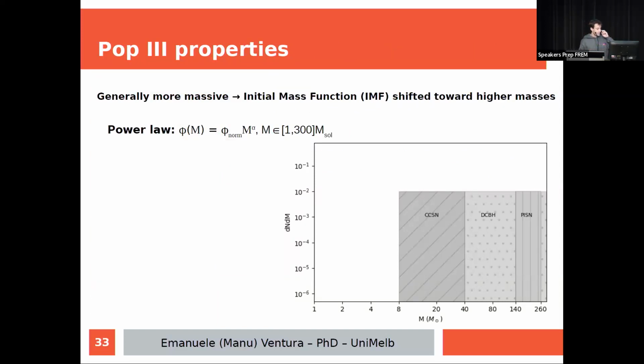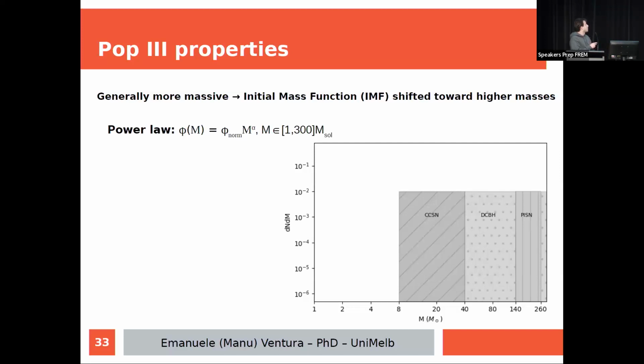The first thing that I said: POP3 stars are generally more massive. This means that the initial mass function is usually shifted toward higher masses. To include this, I took a very simple power law for the initial mass function in a mass range between 1 and 300 solar masses. So we are allowing very massive stars. This regime is the regime in which we are forming supernovae and black holes.